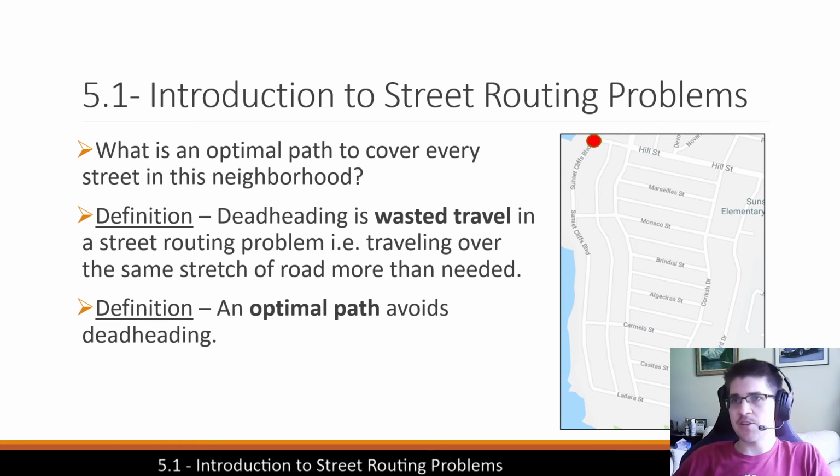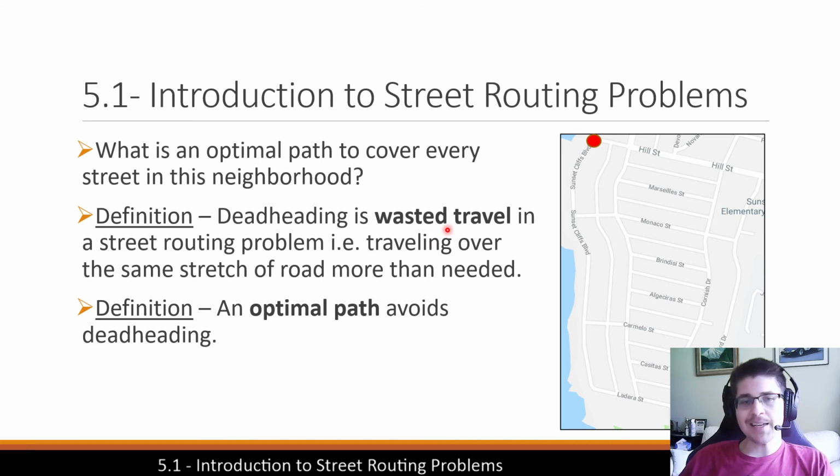So the first definition is: deadheading is wasted travel in a street routing problem. Basically traveling over the same stretch of road more than needed. This is a question that we're going to be seeking to answer as we examine the math in this chapter: was that deadheading that I did, basically traveling along this section of street more than once, necessary? Or was there a way that I could travel along every one of these streets without wasted travel? It turns out there's actually a relatively simple answer to this question in 5.3.